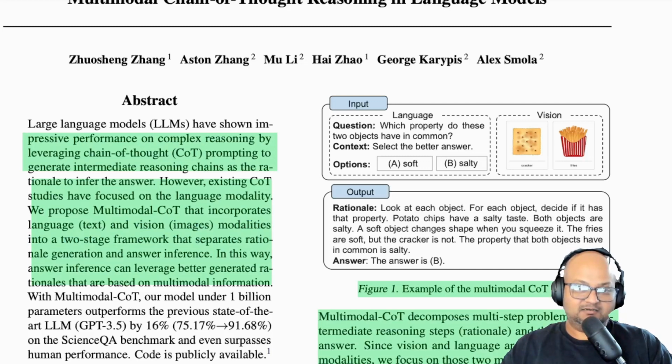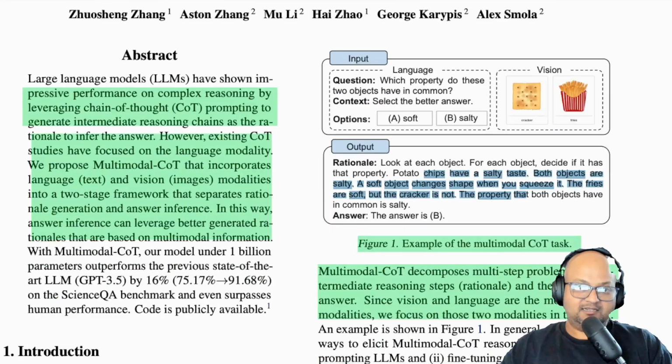And the basic idea is that, as you can see in this example over here, if in addition to the text prompt, you give the LLM an image, and then you can actually extract features from that image, that additional information will allow the LLM to come up with a more detailed rationale or chain of thought, and also get the correct answer more often than it would have with simply text modality.